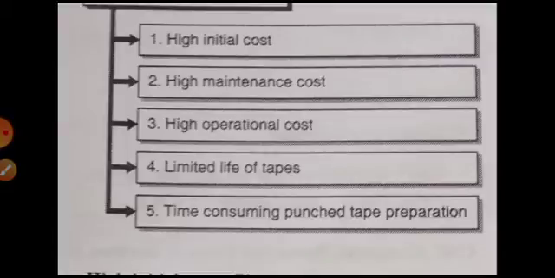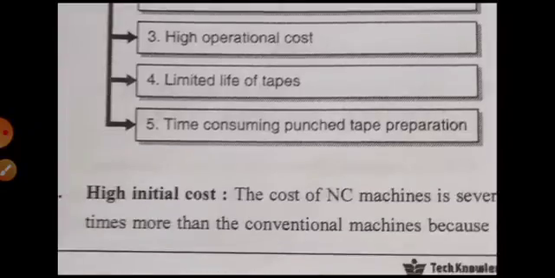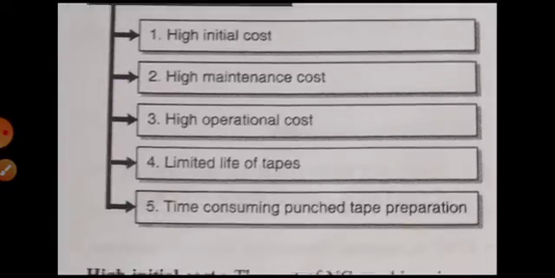Limited life of tapes. The tape is continuously winding, and because of continuous operation, there may be some fault that may come to that tape. Therefore, the life of that tape may be very less, and punch tape preparation is time consuming. Preparation of this tape is quite time consuming. So these are the limitations of the NC machine tool.